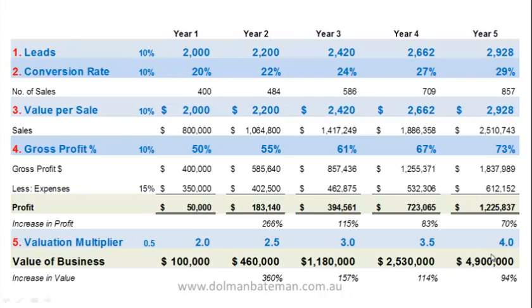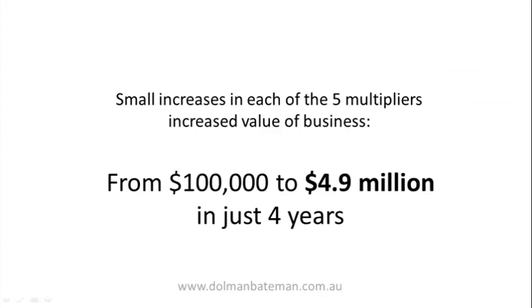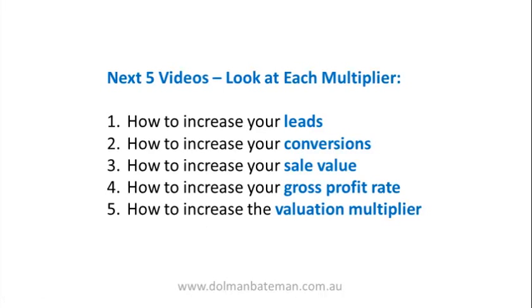So we've got an exponential increase just by making some small changes. The important thing is we've made small increases to each of these 5 multipliers that's increased the value of the business from just $100,000 to $4.9 million in just 4 years. And over the next 5 videos, we're going to look at each multiplier in itself. How to increase your leads, how to increase your conversions, how to increase the sale value, how to increase the gross profit rate, and how to increase your valuation multiplier.